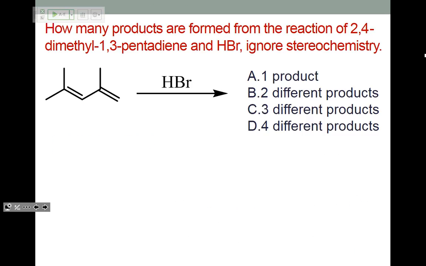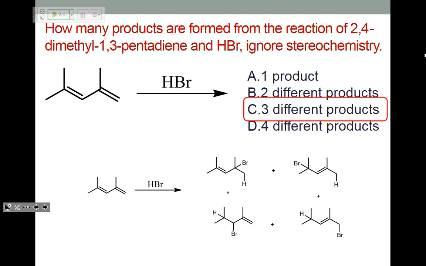So looking at this one, the distinct products that will form are actually 3 distinct products. Here are our possible products depending on where our hydrogen adds. And I'm showing the hydrogen to be really clear. So here's our 1,2 addition if hydrogen adds on this carbon. Here's our 1,4 addition if hydrogen adds on this carbon. If hydrogen adds here, here's our 1,2, here's our 1,4. So that's our 4 possible products.